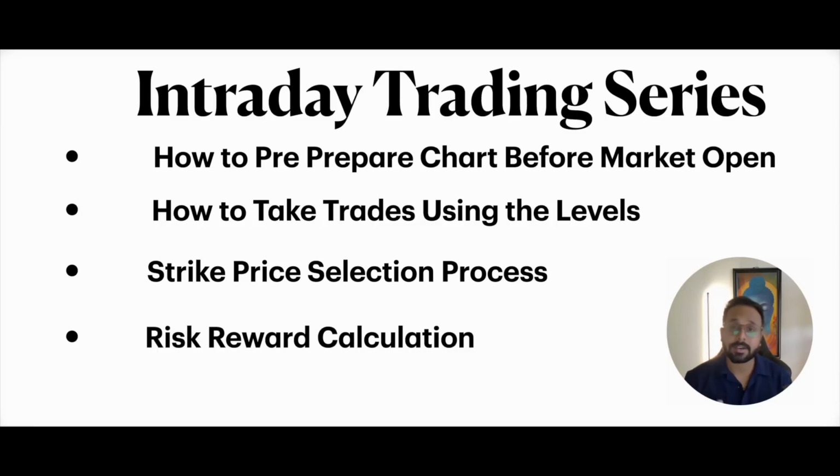Apart from this, risk reward calculation, very important. So basically everybody knows if I take a trade, minimum 1:2 risk reward we have to have. But at what level should you enter? At what level you can plan for 1:2 or sometimes 1:3 or 4? That I'll be explaining when I cover risk reward calculation process.